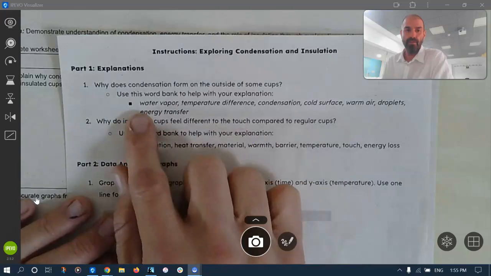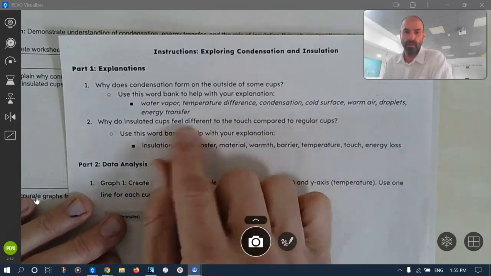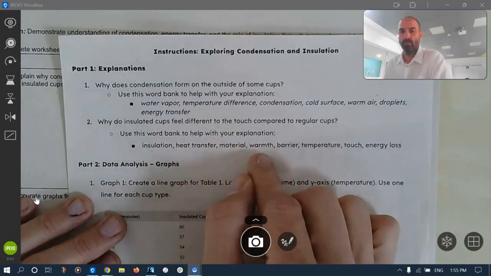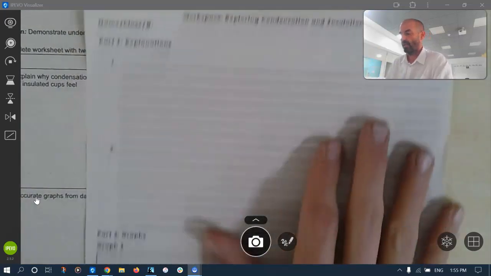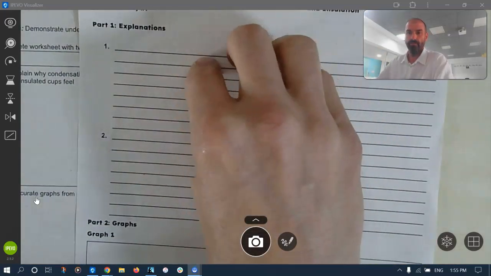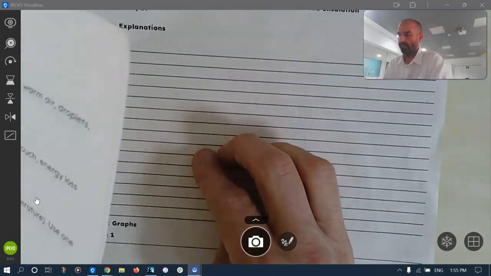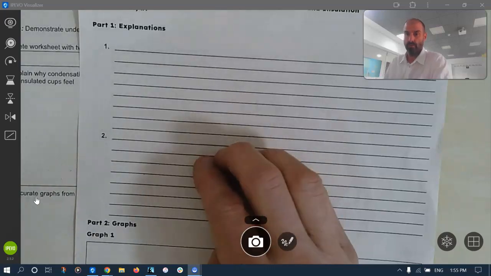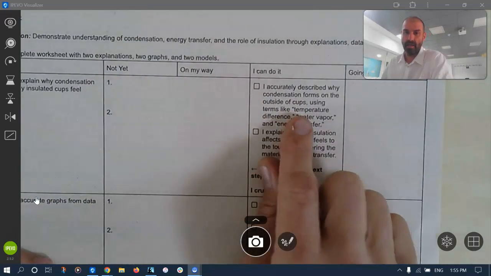That would be awesome. Number two is, why do insulated cups feel different to the touch compared to regular cups? Use this word bank to help with your explanation: insulation, heat transfer, material, warmth, barrier, temperature, touch, and energy loss. You do those explanations here, number one about condensation, and number two about the heat transfer through the walls.